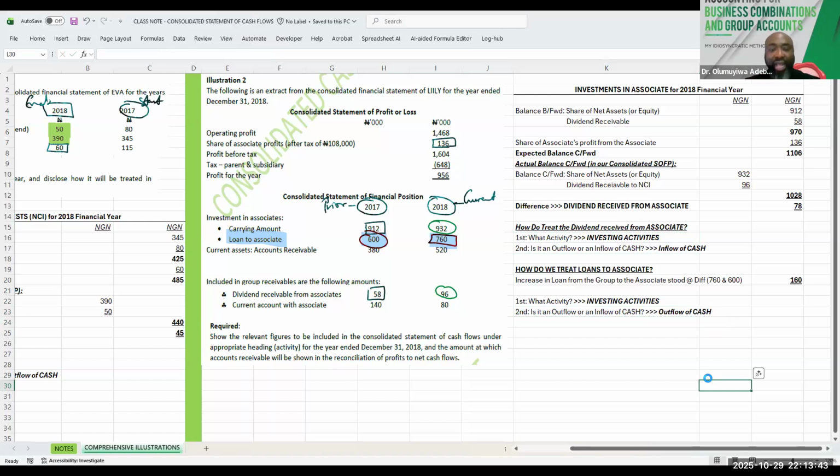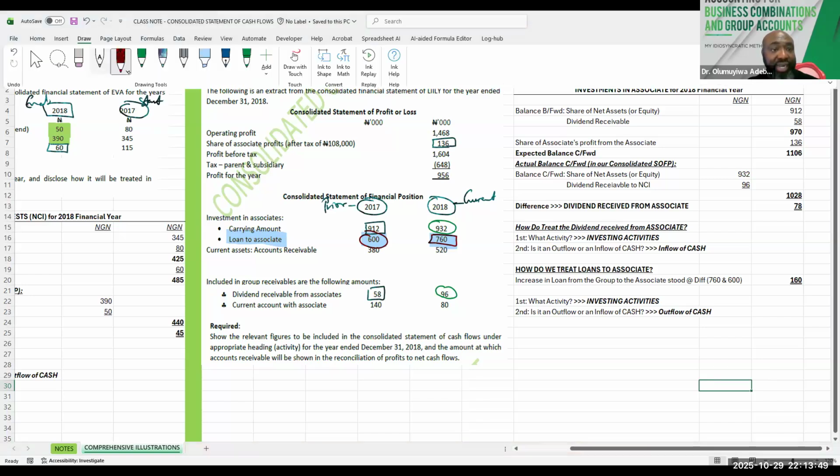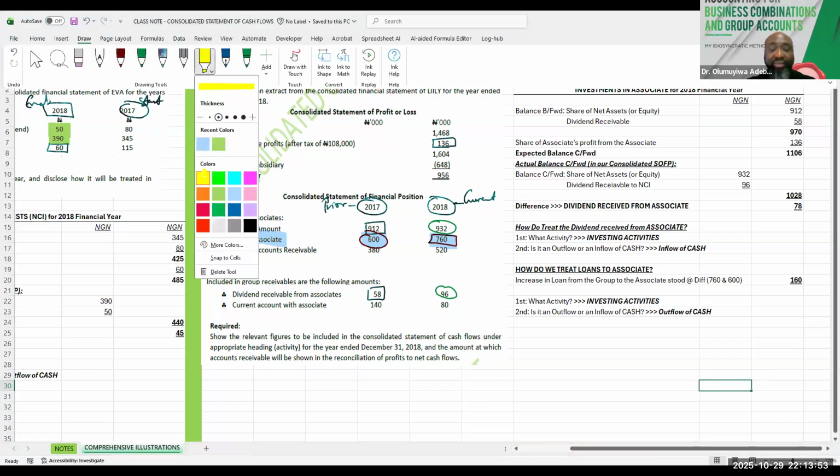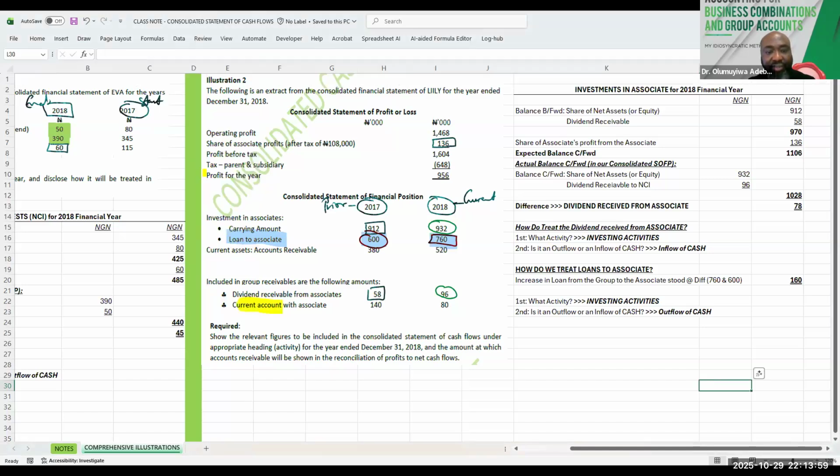Okay. Now, the question then is, how do we treat other concerns? What other concerns do we have here? I'll highlight them in yellow. Included in group receivable are the following items. Current account with associates. And what does that mean?